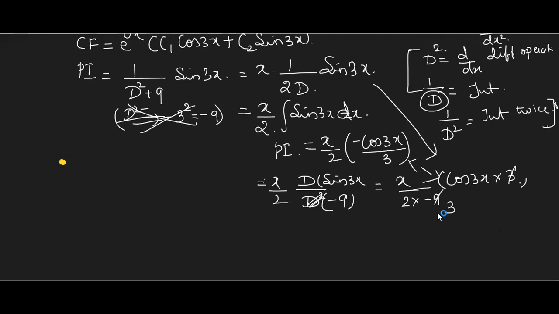I explained both. Which one are you comfortable with? Follow that. Don't write two different ways. No double marks. Okay. Right. Therefore, the general solution is what? CF plus PI. Your work is to substitute. Okay. Hope you will complete it. I believe you will.